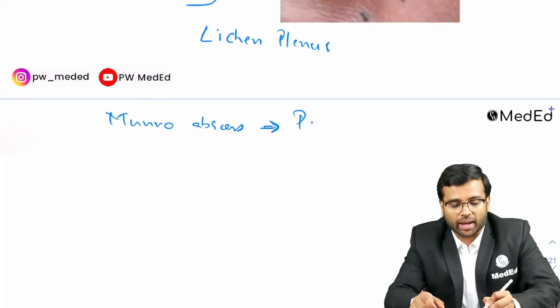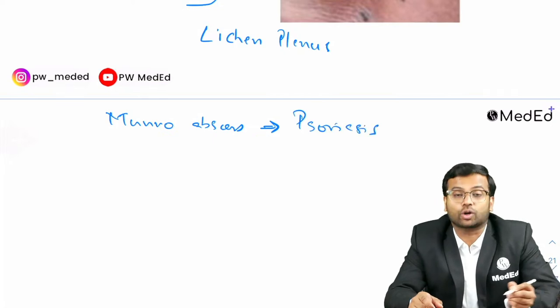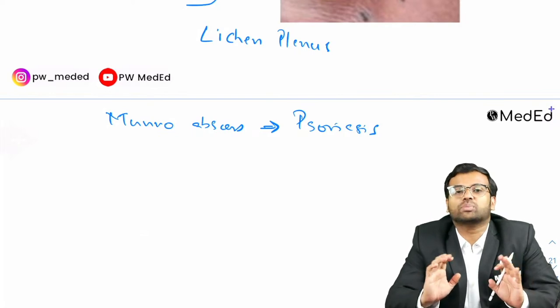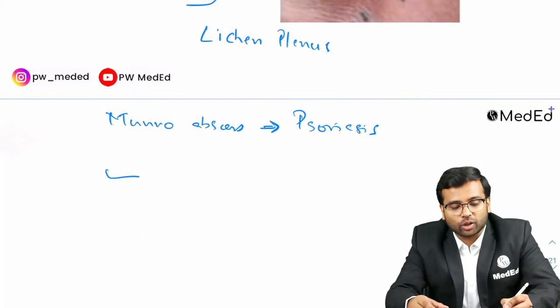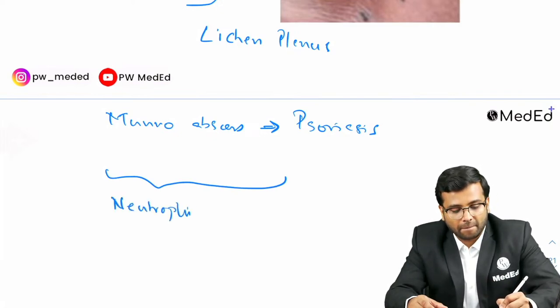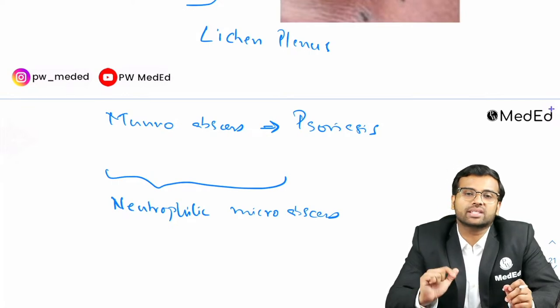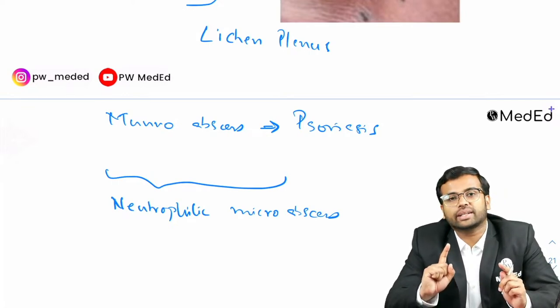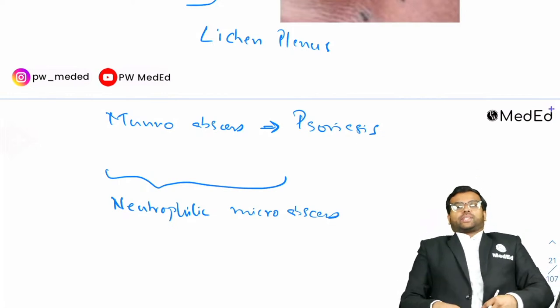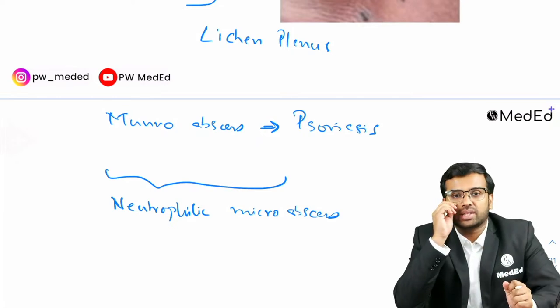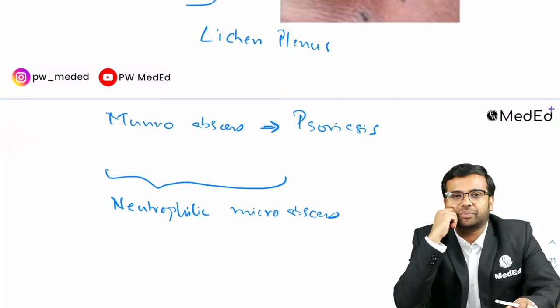So Munro's microabscess is seen in a disease condition called psoriasis, isn't it? This is seen in psoriasis. Now, what is this Munro's microabscess? Munro's microabscess is an example of a neutrophilic microabscess. So in psoriasis, there is one more neutrophilic microabscess that can be seen, which means there is a collection of neutrophils that you see in the histopathology in psoriasis.